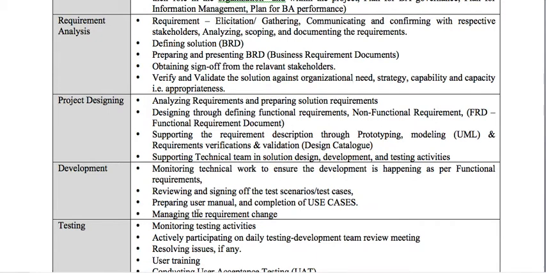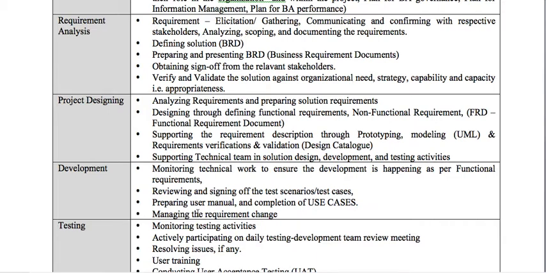modeling, that is UML modeling, that could be data modeling, that is a class diagram or activity diagram, or it could be the state diagram, use case catalogs and all. And also you will be verifying the requirements and validating the requirements against the catalog, okay, and supporting the technical team in the solution design and development and the testing activities. So these are basically your prime functionalities during the project design, okay.